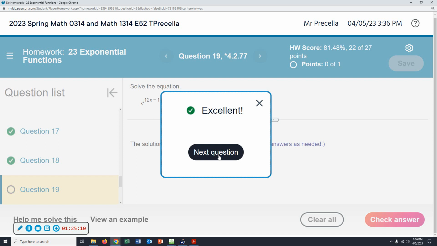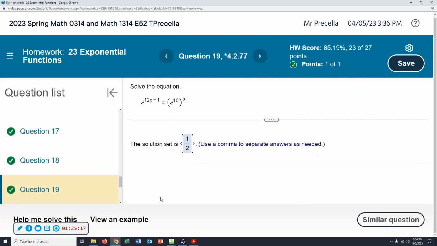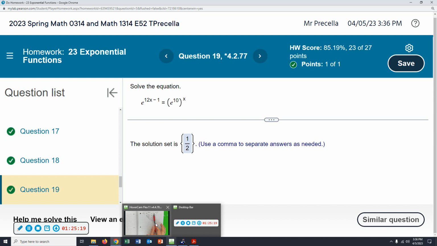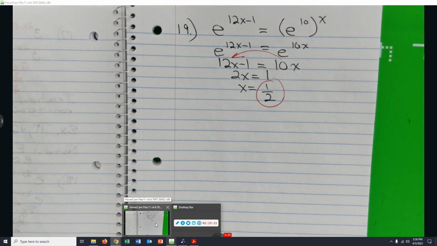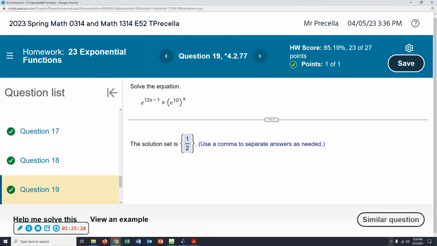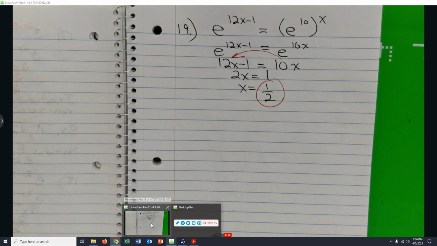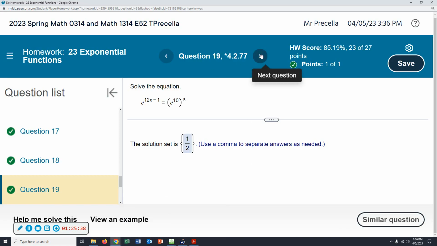These e problems look terrible, but they're actually easier because you realize e is not a variable. e is representing a number, 2.71828182846. And all you have to actually do is just take the 12x minus 1 and then equals 10x. You don't even have to look at the e's. That's why I said the exact value, the 2.718 blah blah for e, doesn't really matter.